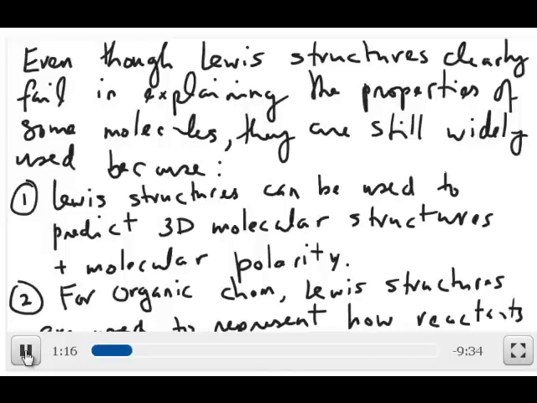The second reason Lewis structures are still used is organic chemistry, because the components of organic molecules are all second period elements, as listed here: carbon, hydrogen, nitrogen, oxygen, and halogens. These are atoms that actually obey the octet rule. So the Lewis structure can be used fairly confidently to represent these molecules. In organic chemistry, it's very useful to draw these Lewis drawings because you can then represent how reactants become products. You will learn a lot more of this when you take organic chemistry.